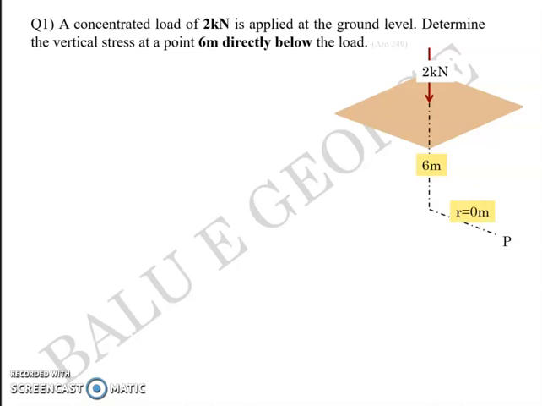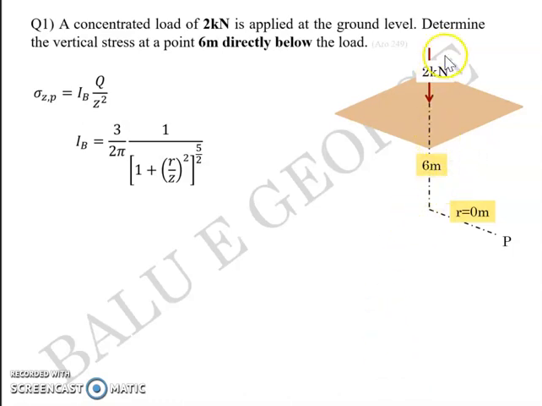So clearly it's a numerical problem which demands the Boussinesq equation. It's something related to a point load. So you can adopt this equation: sigma zp is equal to Ib into Q by z square, where Ib is 3 by 2 pi into 1 over (1 plus (r by z) square) raised to 5 by 2. So in this case, you are given three values: Q is equal to 2 kN, z is equal to 6 meters, r is equal to 0 meters.